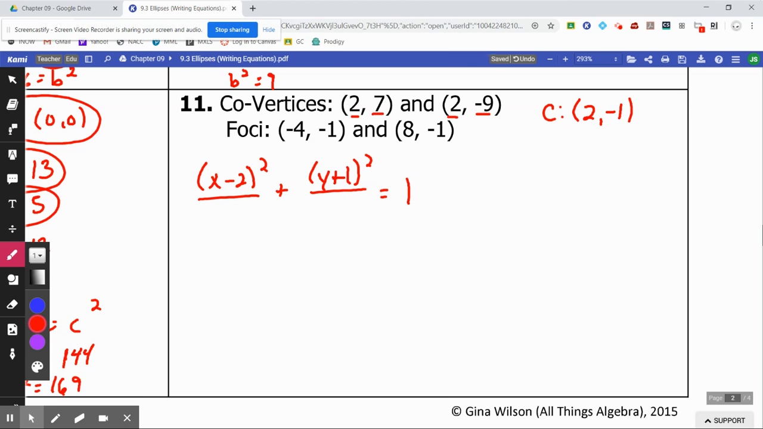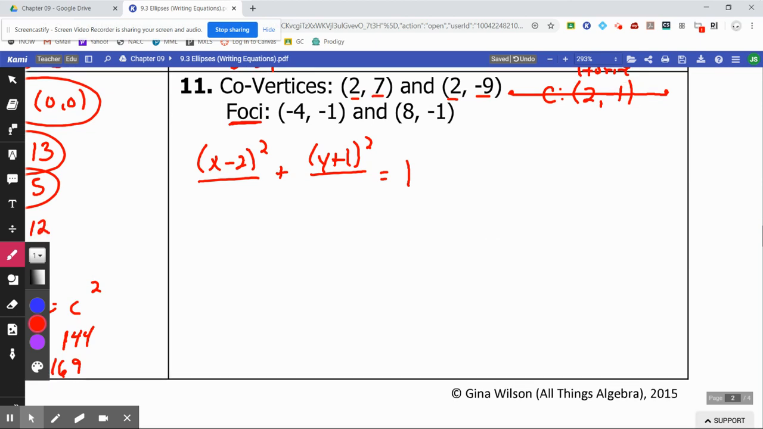This one, 2, negative 1, and then you've got 2, 7, and 2, negative 9 as the co-vertices. But again, I would look at the foci, which is located at 4, negative 1. Negative 4, negative 1 would be to the left of it. 8, negative 1 would be to the right. So therefore, this is a horizontal ellipse. So my larger number is going to go under my x's. So let's find our A, B, and C values.